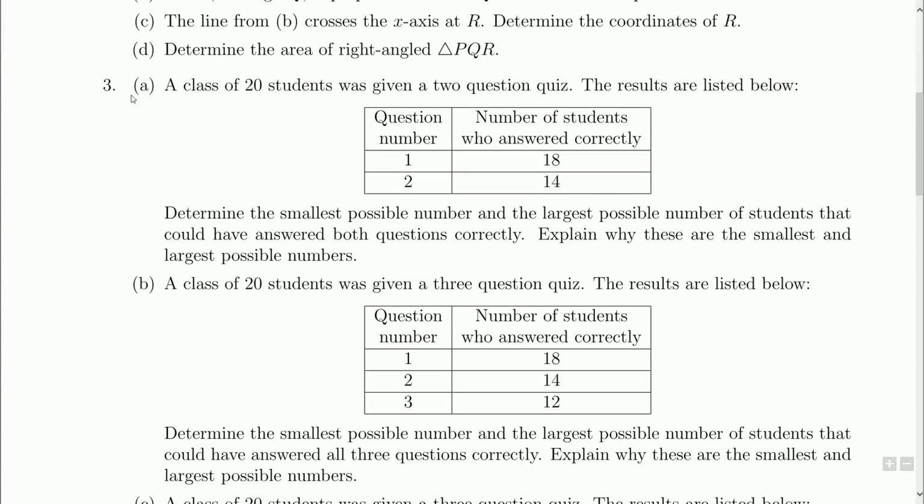So, 3A. A class of 20 students was given a 2-question quiz. The results are listed below. So we had 2 questions, questions 1 and 2. 18 students answered the first one correctly. 14 answered the second one correctly. Determine the smallest possible number and the largest possible number of students that could have answered both questions correctly. Explain why these are the smallest and largest possible numbers.